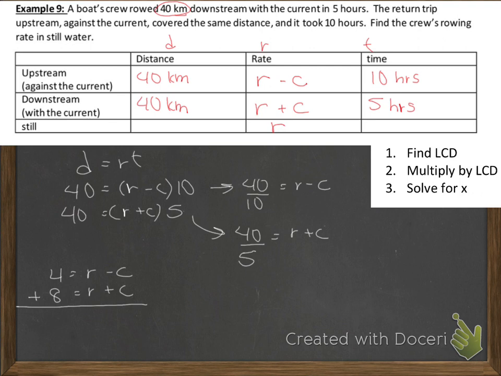So instead of substitution, which we've used before, you can use addition or elimination. If I add these two together, I get 4 plus 8 is 12. I get 1R plus 1R is equal to 2R, and then negative C plus C, of course, is 0. Then all I have to do is divide by 2, and I find that the crew rows at 6 something. Well, what are the units? It says kilometers, so it's going to be 6 kilometers per hour. And that's your final answer.